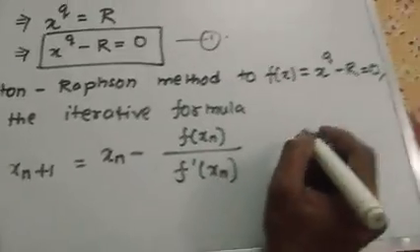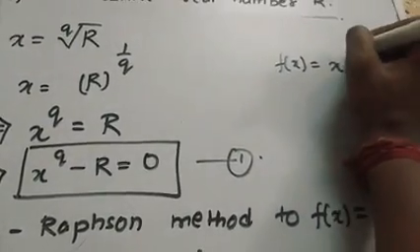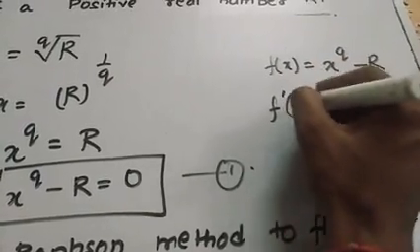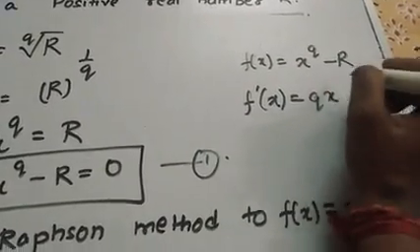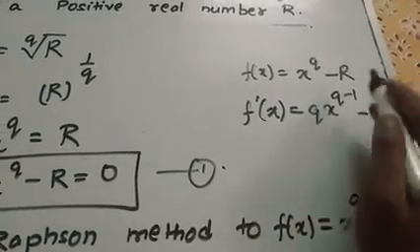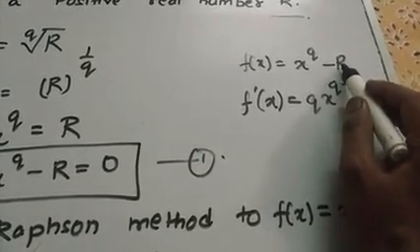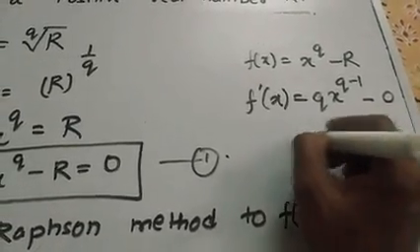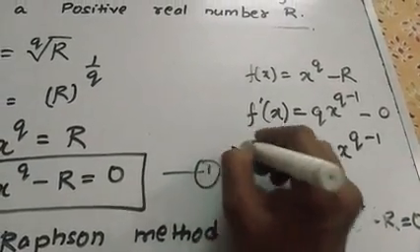Now we have to find the differentiation of this function. So suppose f of x here is x to the power q minus r. Now what will the differentiation be? F dash x, according to the formula, the differentiation of x to the power q will be q x to the power q minus 1, minus r. R is a real number. Real number means a constant number, and the derivative of a constant is 0. So finally your f dash is q x to the power q minus 1. This is your f dash x.